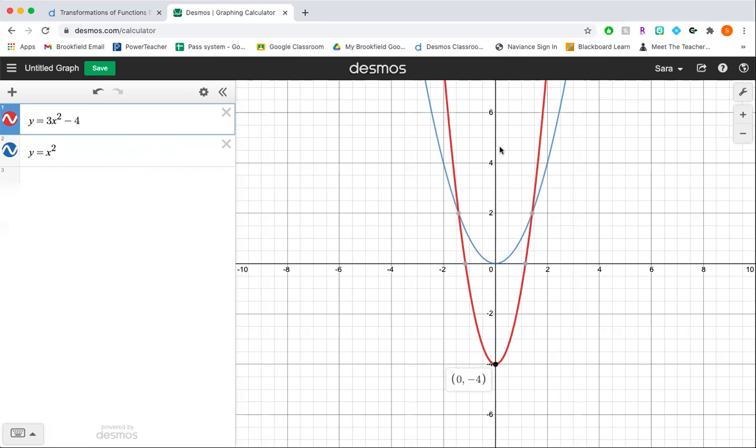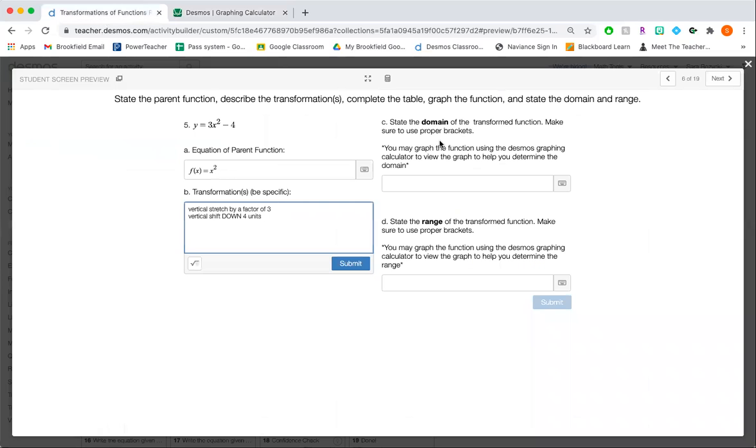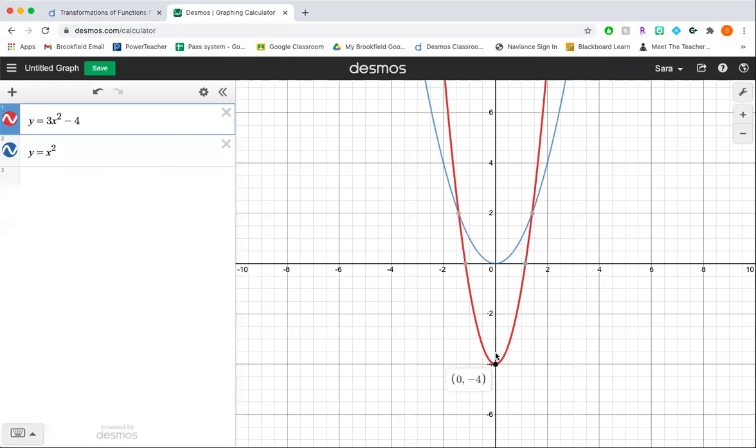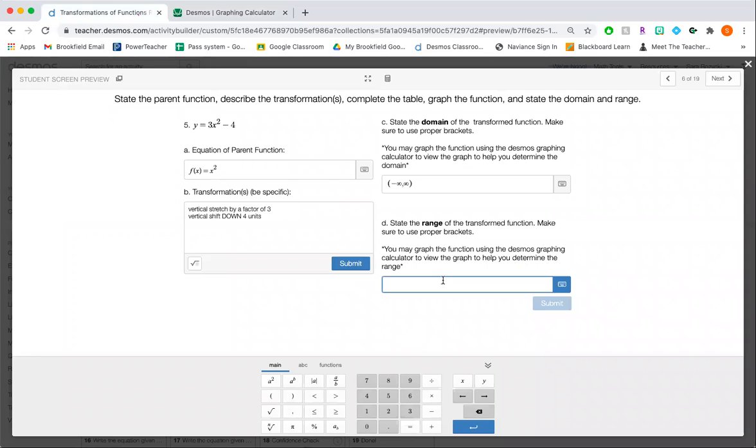So vertical stretch. Here I can talk about domain and range. Domain of a quadratic function never changes. It's always -infinity to infinity. The range, however, did change. I now have a lowest y value of -4. So this graph is going to go from -4 up forever to infinity. So this will be -4 to infinity.